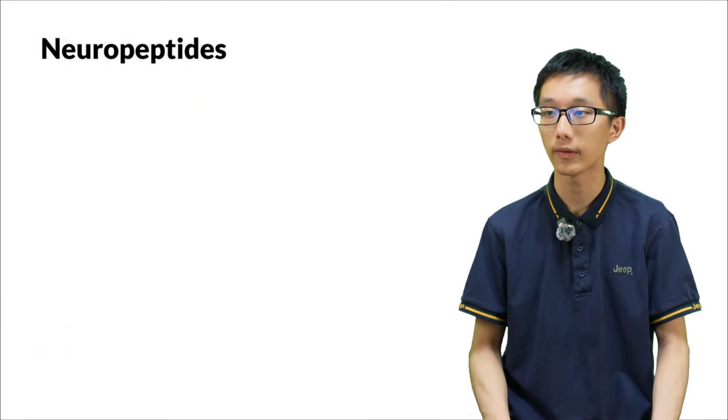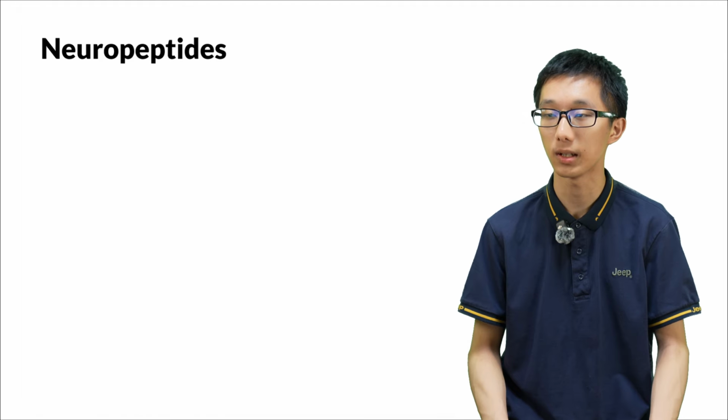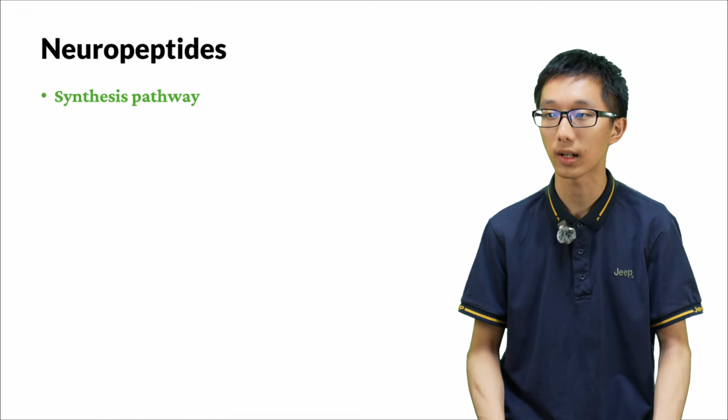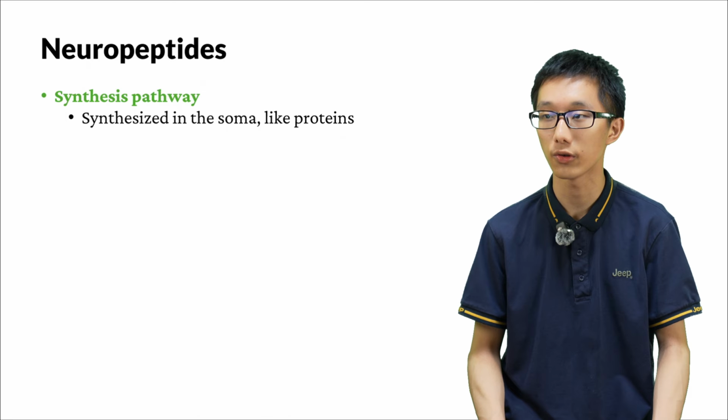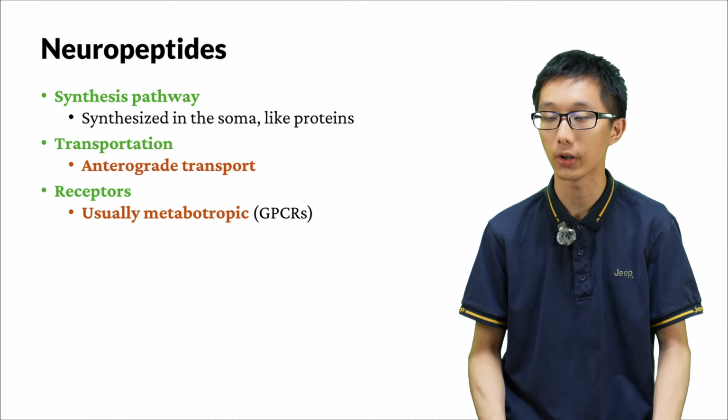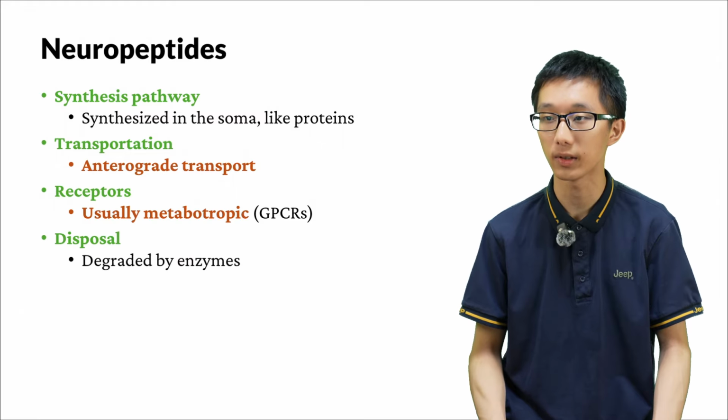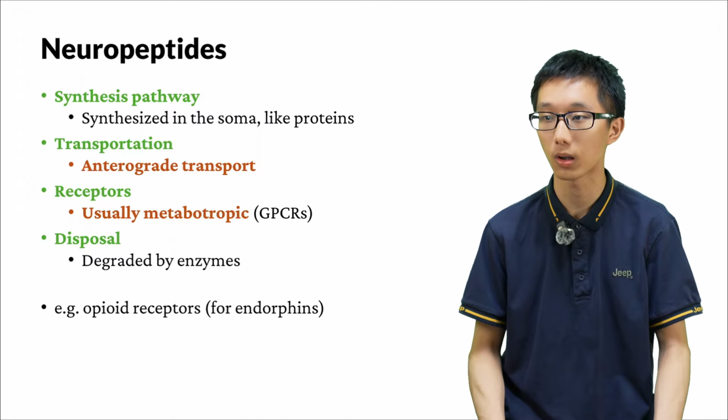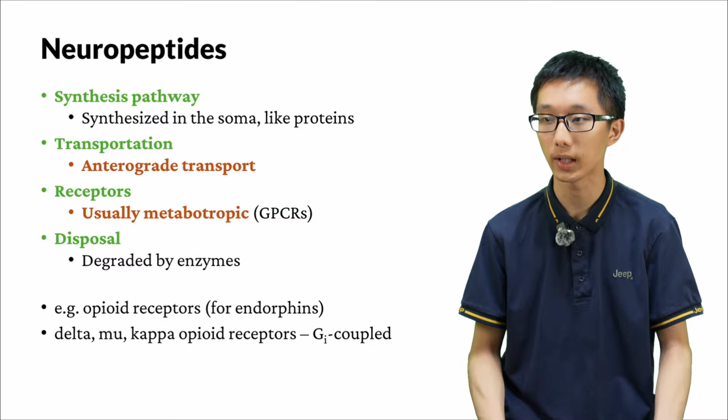Finally, we get to another family of neurotransmitters, namely neuropeptides. Neuropeptides are usually synthesized in the soma, just like every other protein. It is transported using anterograde transport with the protein kinesin. Its receptors are usually metabotropic, and its disposal is usually enzyme degradation. An example are opioid receptors for endorphins. There are delta, mu, and kappa opioid receptors, which are Gi-coupled GPCRs.